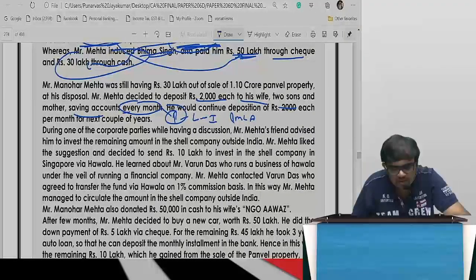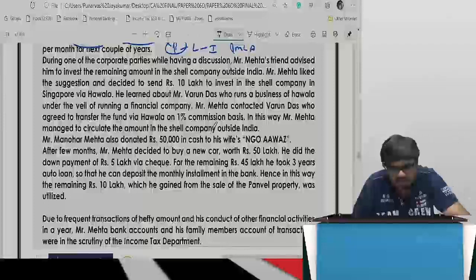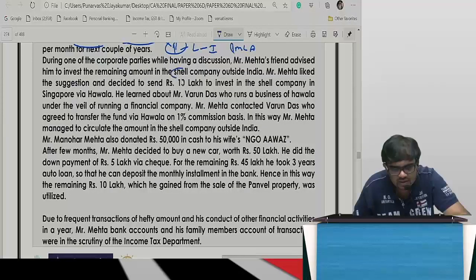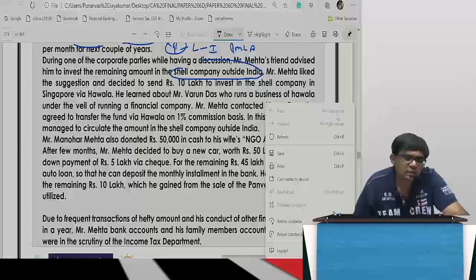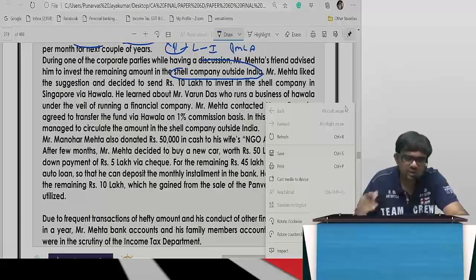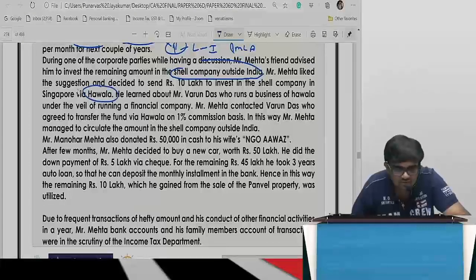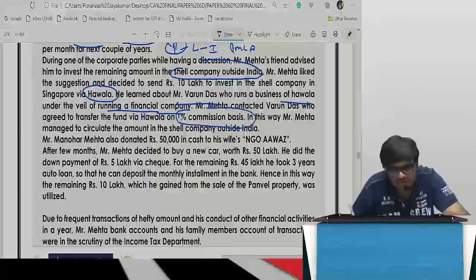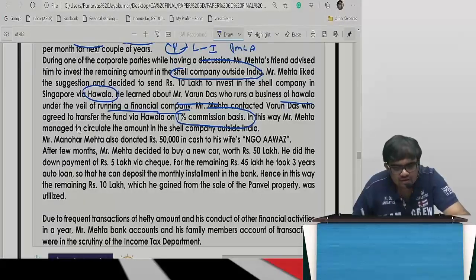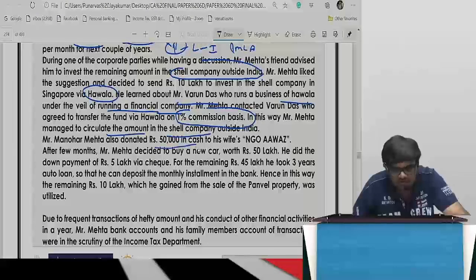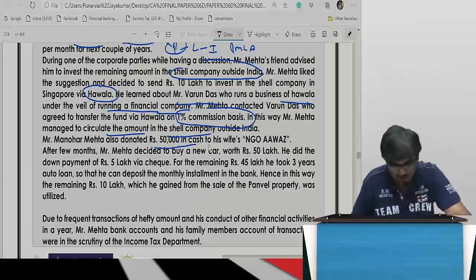During one of the corporate parties, after having a discussion, Mehta's friend advised him to invest the remaining amount in a shell company. Remember our discussion in Companies Act 186, through various layers of investment companies, layers of subsidiaries and all those things. Liking the suggestion, he decided to send 10 lakh to invest in a shell company via the Hawala route. He learned about Mr. Varun Das, who runs a business of Hawala under the veil of a financial company, for a 1% commission. He managed to circulate the amount. Then he donated 50,000 cash also to his wife.